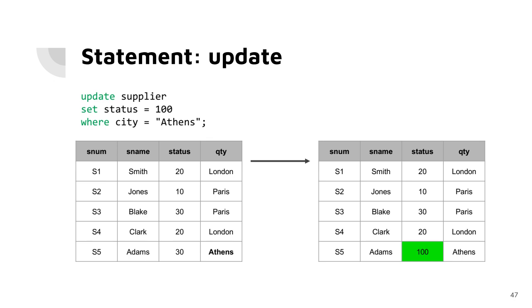So actually, where is executed first. So first we identify the rows matching the condition, and it can be any predicate. So here it's on a single column. It can also be where snum is S5, or where snum is S5 and sname is Adams. So it can be anything, as long as it identifies one or more rows, and then you update status. You set status 100, and then this column changes its value. So any questions about this? Pretty easy.